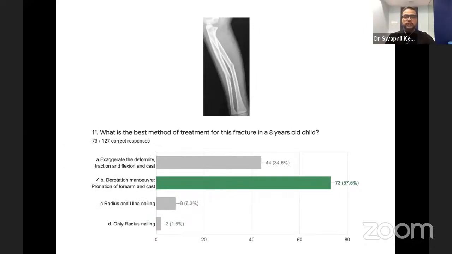Now over to Dr. Binoti for the next set of questions. So this is based on session 4, that is on forearm, distal forearm and hand fractures. What is the best method of treatment for this fracture in an 8-year-old child? Exaggerate the deformity, traction, flexion and cast; derotation maneuver, that is pronation of forearm and cast; radius and ulnar nailing; or only radius nailing. This is a volar angulation greenstick fracture. So the correct answer is B, that is you derotate and then cast. 57% have got it right.